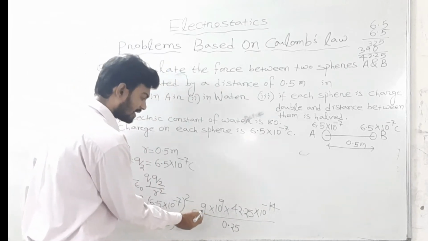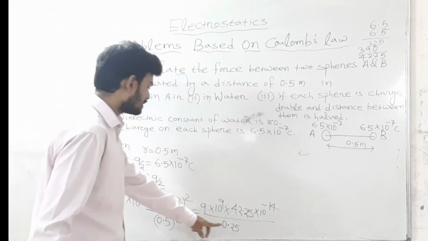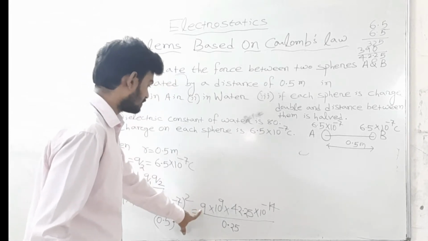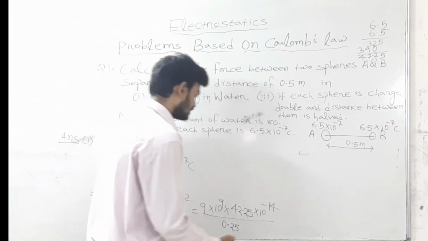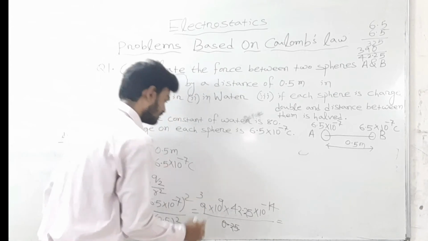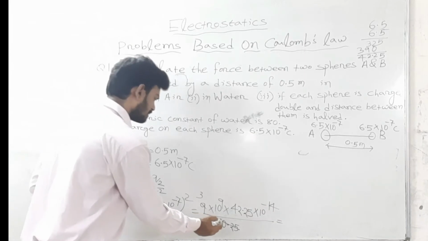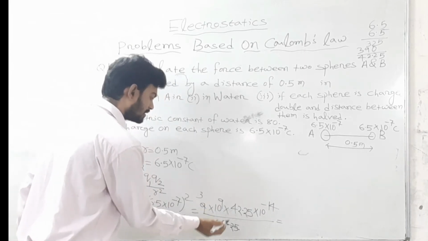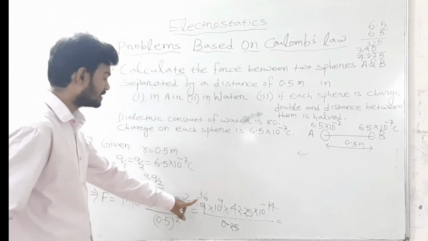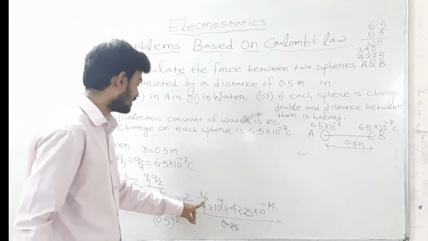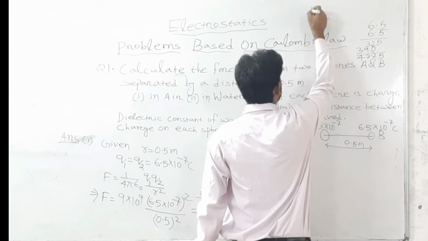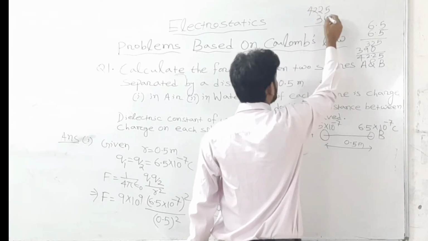When we divide 9 by 0.25, we get 36. Now we have to multiply 36 with 42.25. What will be the result?